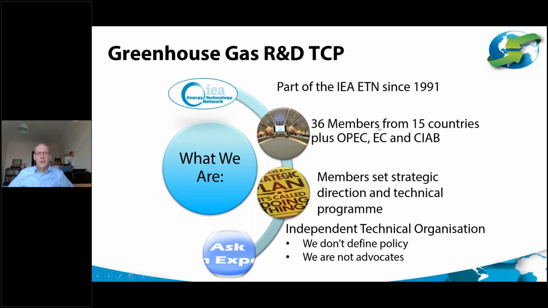So for those of you not familiar with IEAGHG, we are a technology collaboration program founded in 1991, supported by 36 members in 15 countries, plus OPEC, EC, and the CIAB. We set strategic direction, specifically on greenhouse gas control. We're independent, but we're not advocates. So next slide, please.